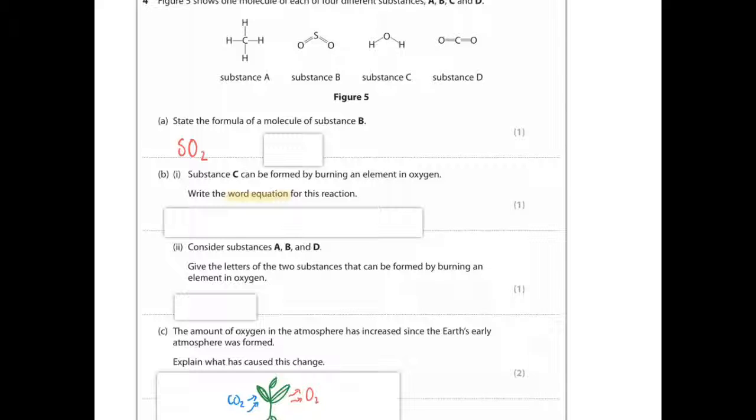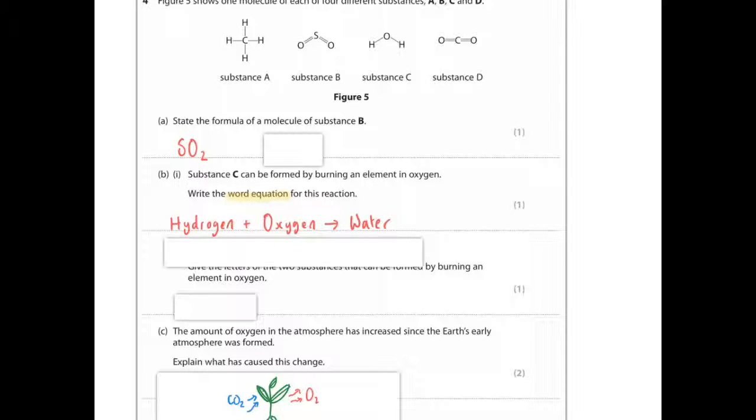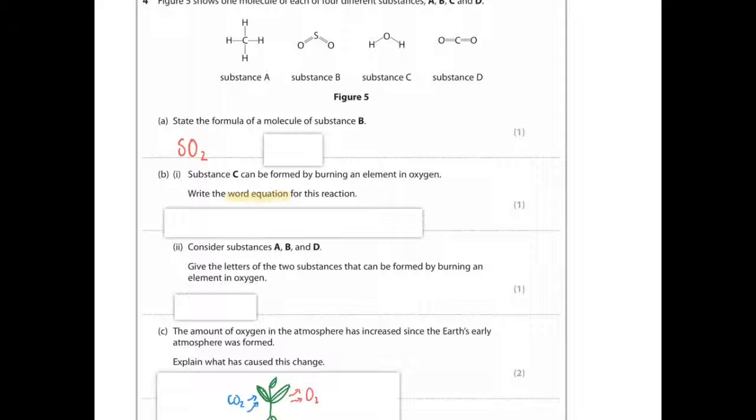Basically, we know that this is made by hydrogen reacting with oxygen. So what do we burn in oxygen? It must be hydrogen. So the word equation would be hydrogen plus oxygen produces water. Hydrogen plus oxygen, water. Consider the substances A, B, and D.